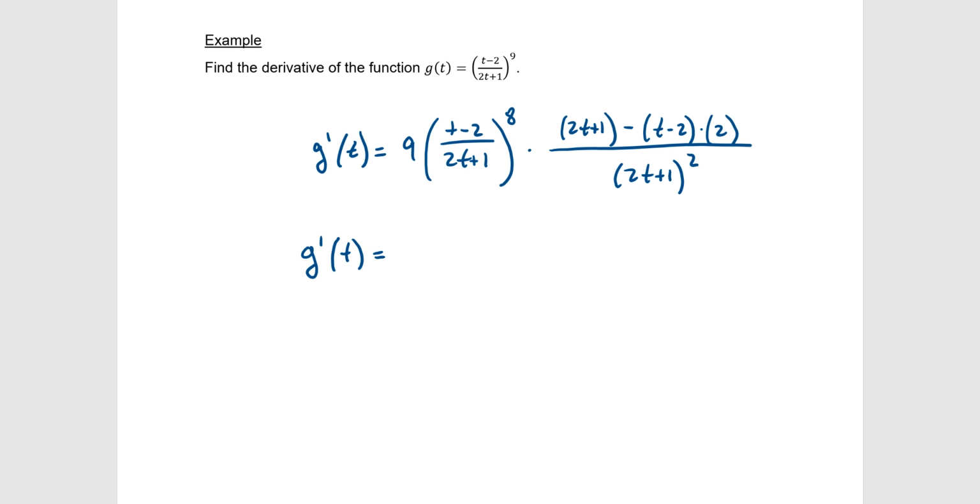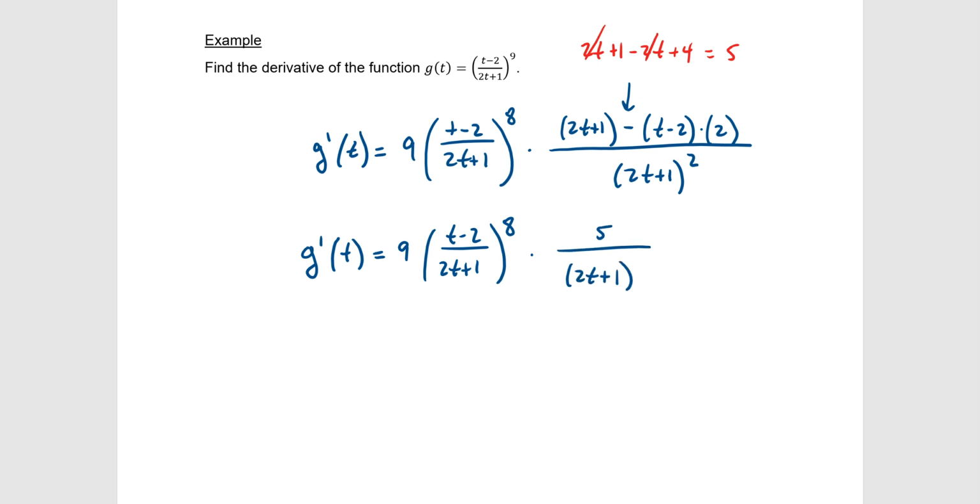So we have 9 times (t minus 2 over 2t plus 1) to the 8th. Let's simplify this fraction over here on the right. Let's just distribute this 2 first. Actually, let's do that in one step. If we distributed, essentially we'd be distributing a negative 2, so this would end up canceling. I'll do it on the side. That whole numerator would be 2t plus 1 minus 2t plus 4. The 2t's cancel. We end up getting 1 plus 4, so 5. So that whole numerator is just 5 over 2t plus 1 squared.